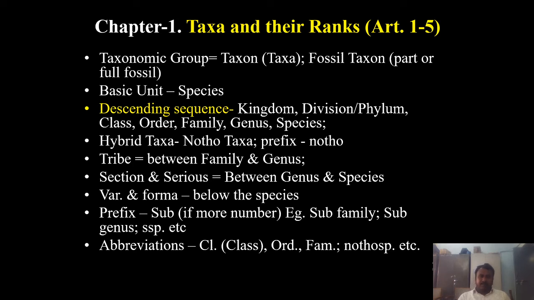The tribe is a taxon in between the family and the genus. Section and series are present in between the genus and species. Variety and forma are below the rank of species. Prefix sub is added if more number of taxa are there. For example, if more number of families, then they are divided into subfamilies. If more number of genera, divided into subgenus. More number of species, they are divided into subspecies, etc. There are some abbreviations for class, CL dot, order, ORD dot, etc.